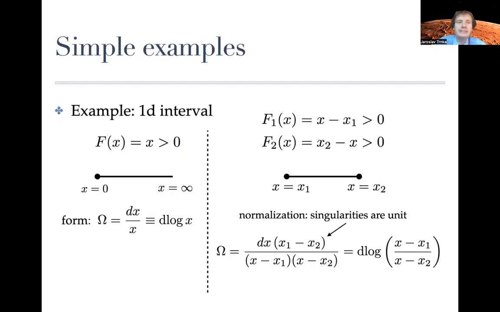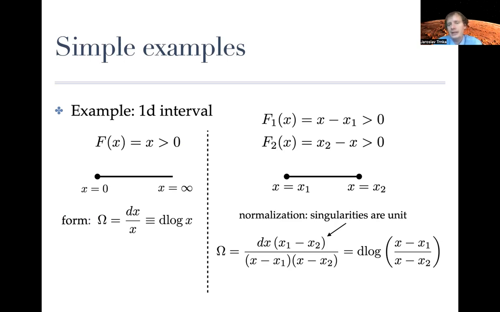So the simple example of positive geometry is just a 1D interval. If we have a semi-infinite interval, the positive geometry is just defined by x bigger than 0, and then the logarithmic form is just given by dx over x. dx over x has poles at 0 and at infinity. That's exactly what we needed.